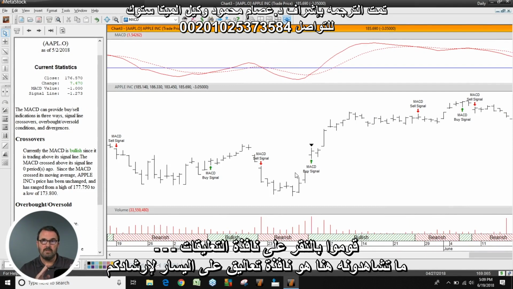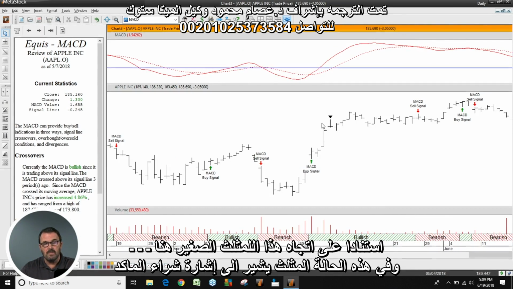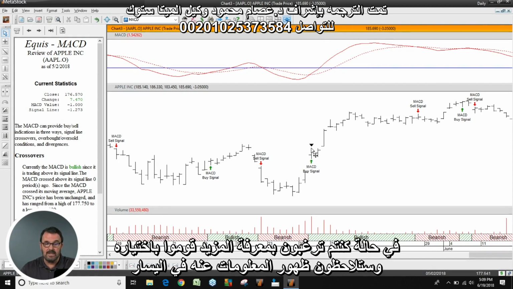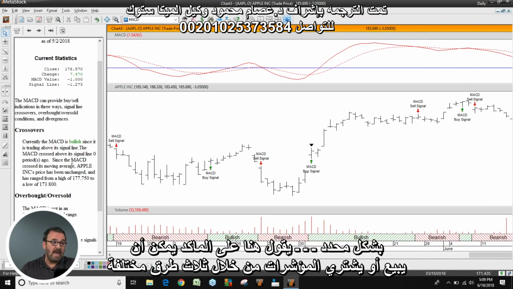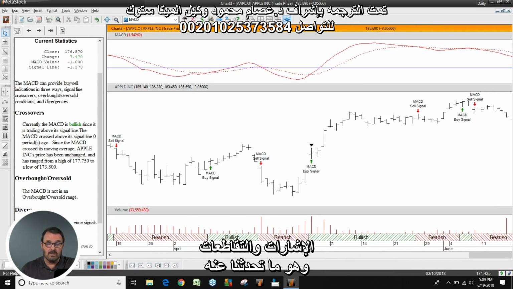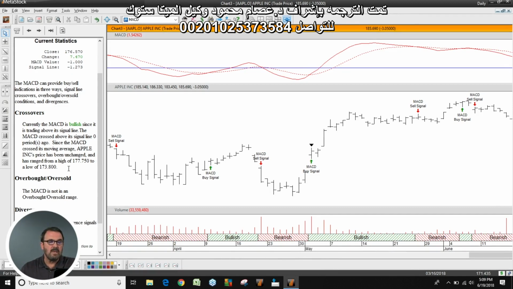So just to orient you a little bit, what you're seeing here is a commentary on the left based on where this little upside down triangle is pointed to. So if the upside down triangle is pointed to, in this case, this MACD buy signal, and you want to know more about this buy signal, you would just select that, and then it tells you over here on the left. Specifically, it says the MACD can provide buy and sell indicators in three ways: signal line crossovers, which we talked about, overbought, oversold conditions, and divergences.